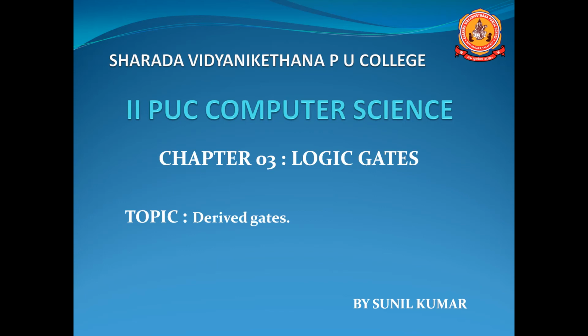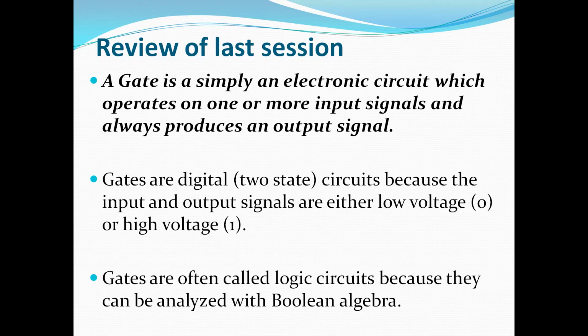Today we are moving to the second session based on the chapter logic gates, and today's topic is derived gates. In the last session we discussed the gates mainly. A gate is simply an electronic circuit which operates on one or more input signals and always produces an output signal. Remember, a logic gate is an electronic circuit which deals with two or more inputs, or sometimes one input, then it produces only one output.